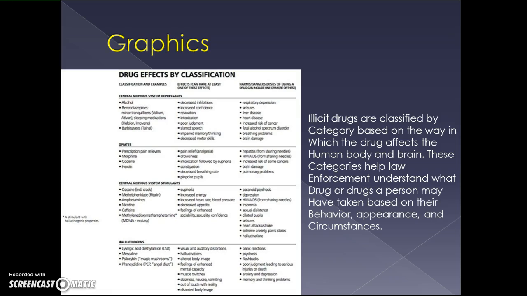Graphics. Illicit drugs are classified by category based on the way each drug affects the brain. It helps law enforcement better understand which drugs the person has taken based on their behavior.